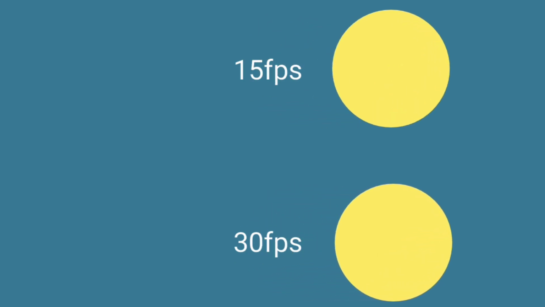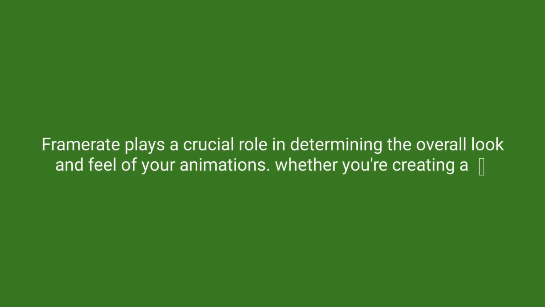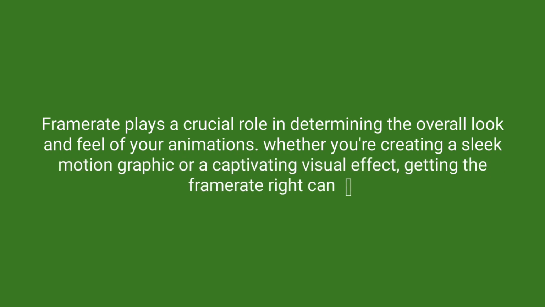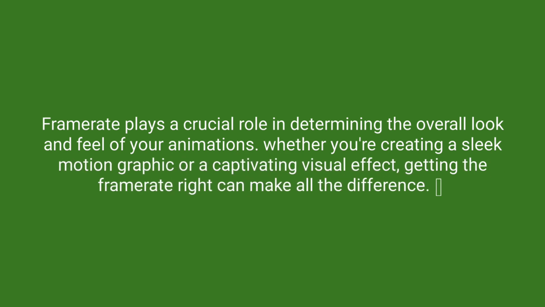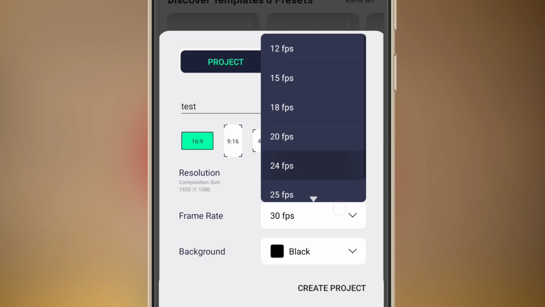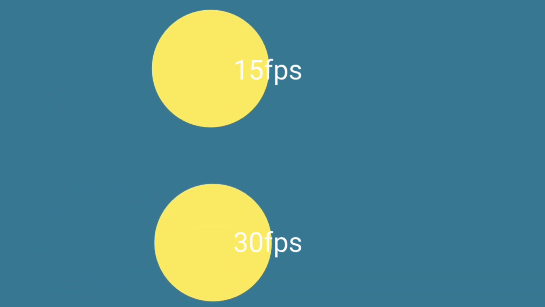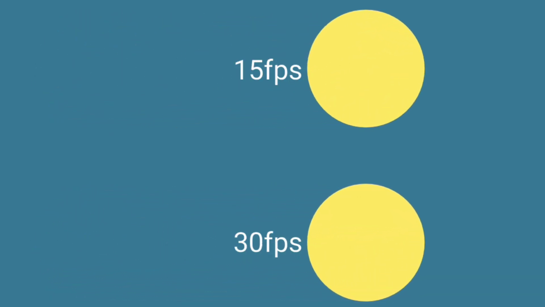Well, here's the deal. Frame rate plays a crucial role in determining the overall look and feel of your animations. Whether you're creating a sleek motion graphic or a captivating visual effect, getting the frame rate right can make all the difference. In Alight Motion, you have the flexibility to customize your frame rate settings to suit your project needs. By adjusting the frame rate, you can achieve the desired level of smoothness and fluidity in your animations.